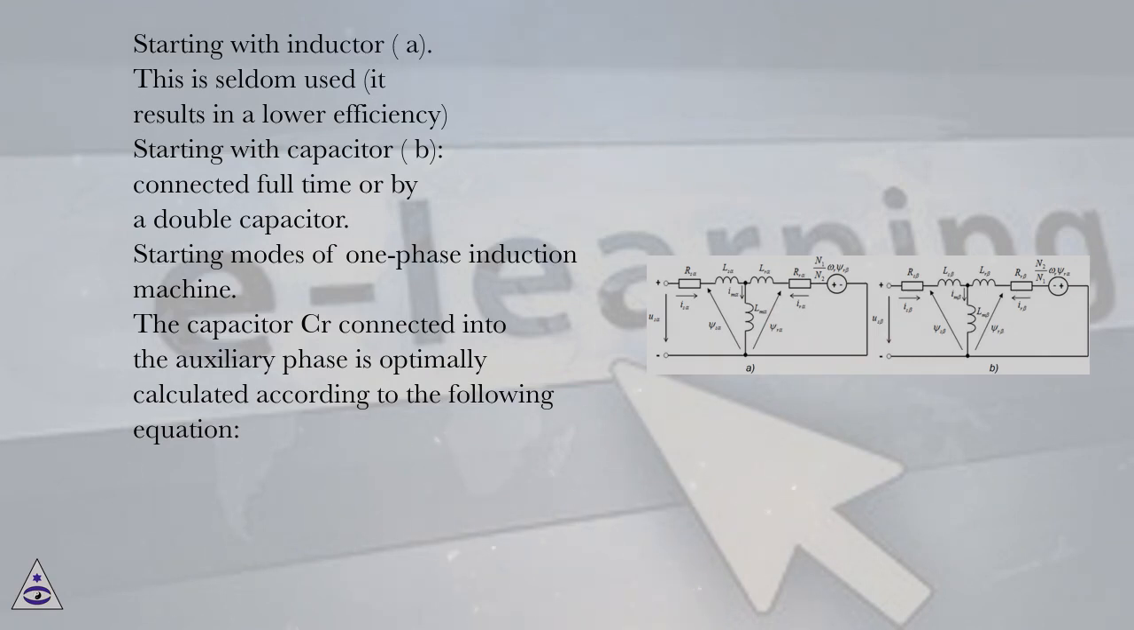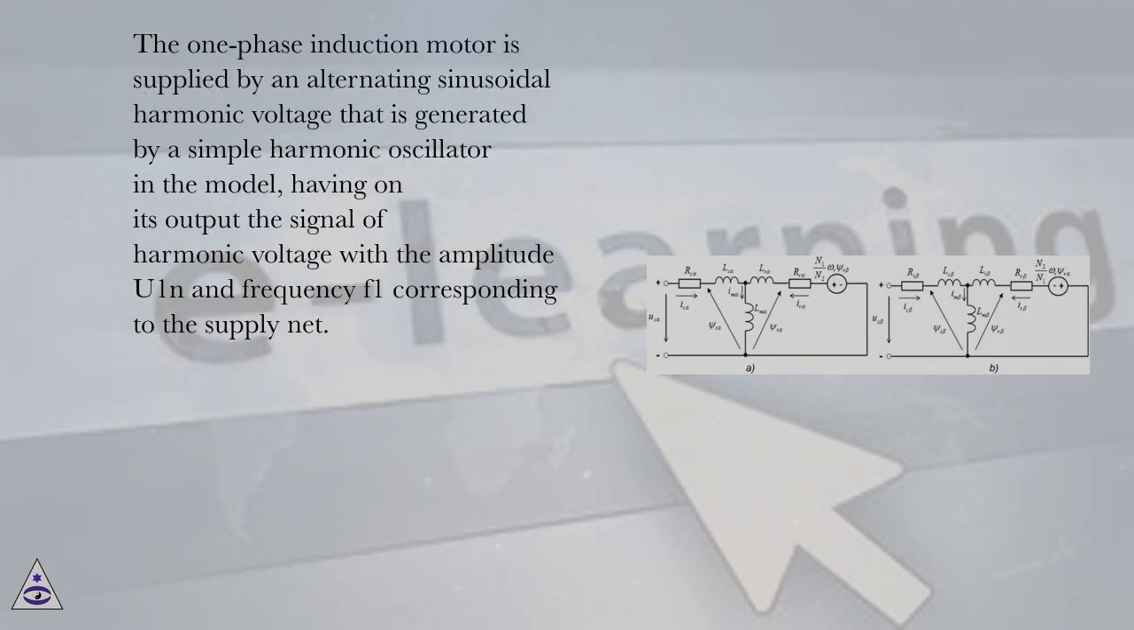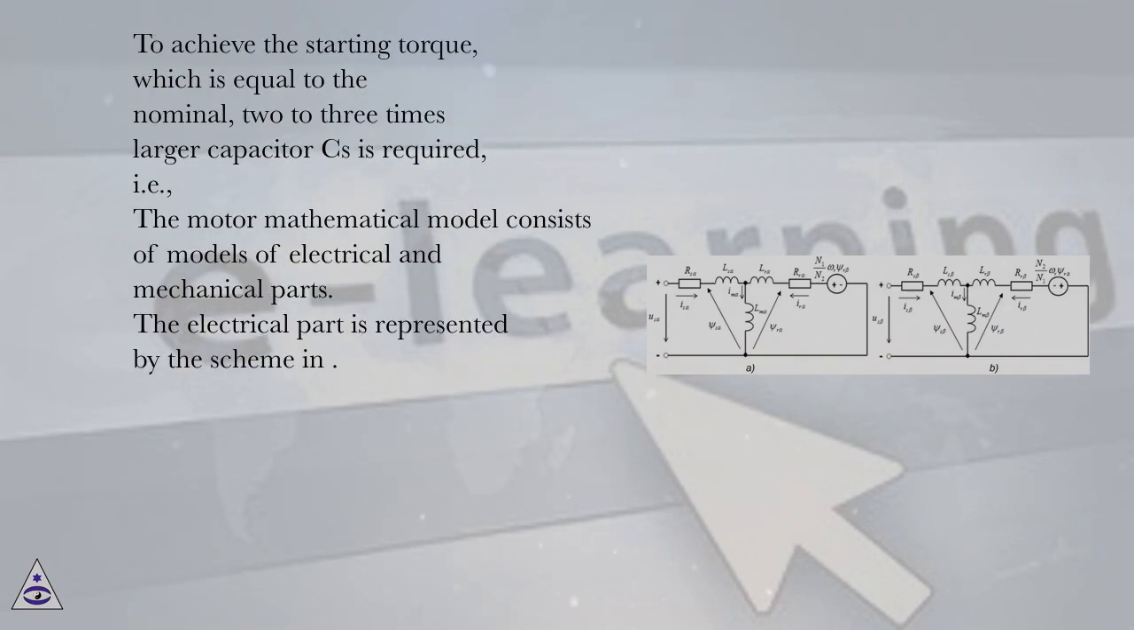Starting modes of one-phase induction machine. The capacitor CR connected into the auxiliary phase is optimally calculated according to the following equation. The one-phase induction motor is supplied by an alternating sinusoidal harmonic voltage that is generated by a simple harmonic oscillator in the model, having on its output the signal of harmonic voltage with the amplitude U1N and frequency F1 corresponding to the supply net. To achieve the starting torque, which is equal to the nominal, a 2 to 3 times larger capacitor Cs is required, i.e.